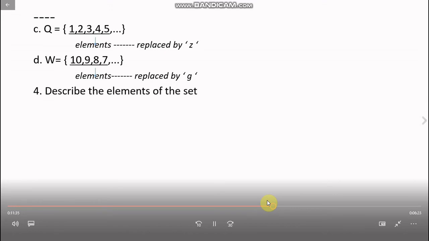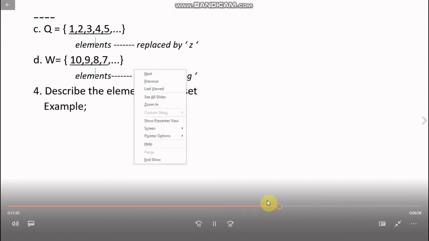Then, the fourth criteria in writing set in set builder form, we have to describe the elements of the set. Atong ilhon ug unsa na siyang mga elements. Okay, say for example, number 1.